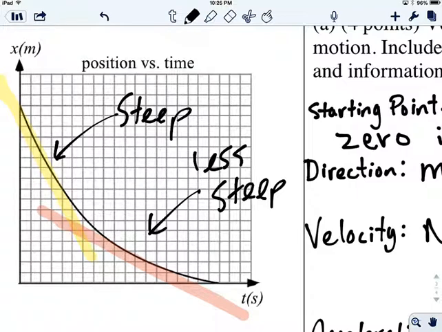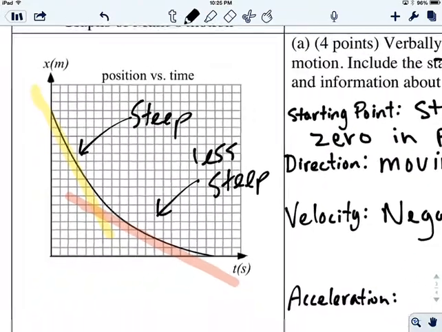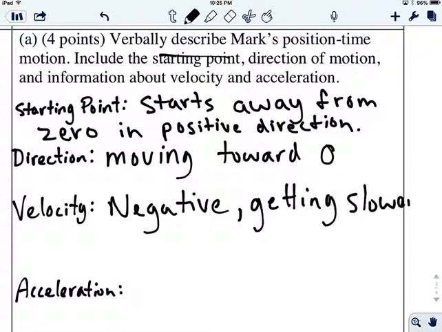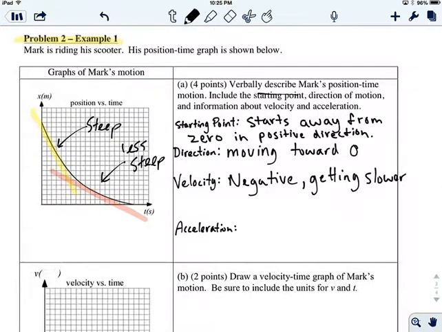All right, so if I'm getting less steep, that means my velocity is decreasing. So velocity is negative, and then it's getting slower. We could also say slowing down or something like that would be fine too, but velocity is negative and it's getting slower.